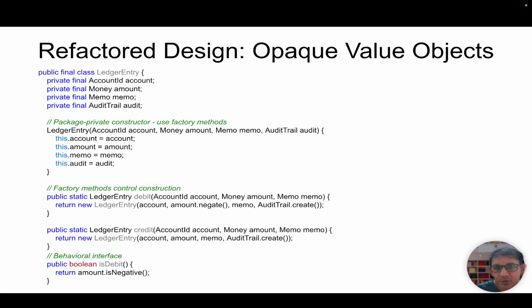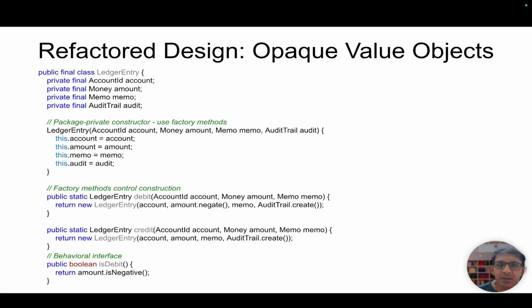The refactored design uses opaque value objects throughout. The ledger entity class now has an account ID, a money object, a memo object, and an audit trail object. The constructor is package private, forcing clients to use the factory methods. The factory methods control construction and enforce business rules.